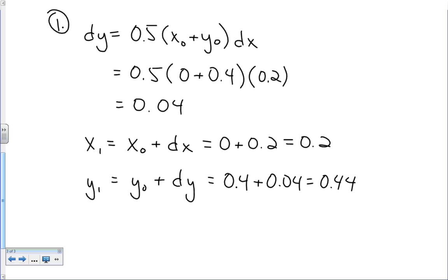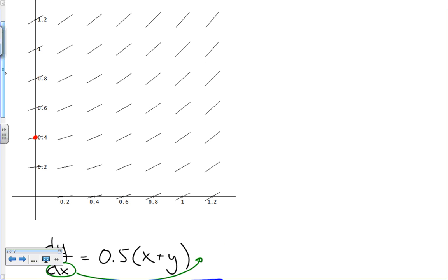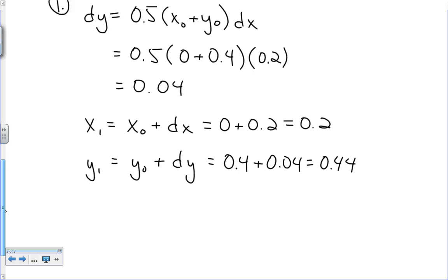So now I have another point to plot. That right there is an xy value. So let's go back up to our graph and plot at x equals 0.2, y is 0.44. So at x equals 0.2, y is 0.44. That's going to be about a quarter of the way up there between 0.4 and 0.6. So we'll say it's about right there. Got 2 points down. We got to get several more.